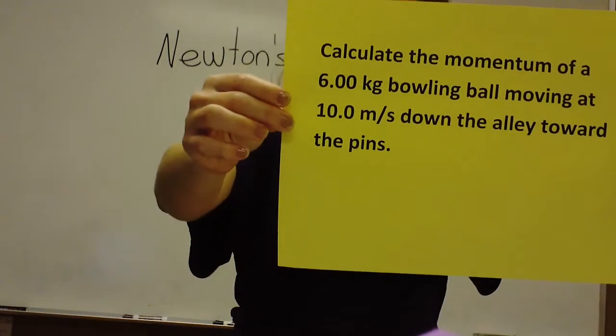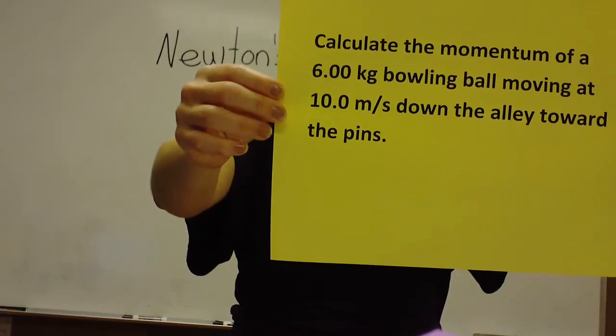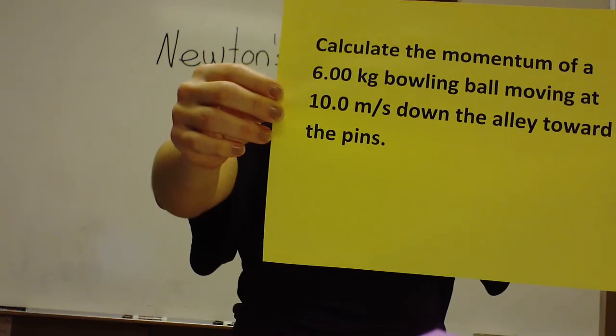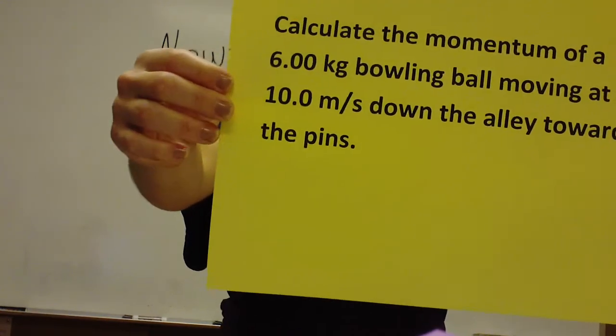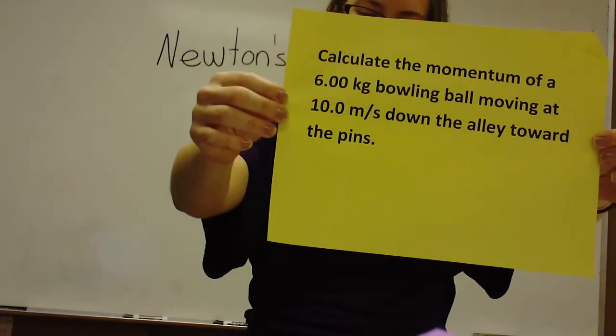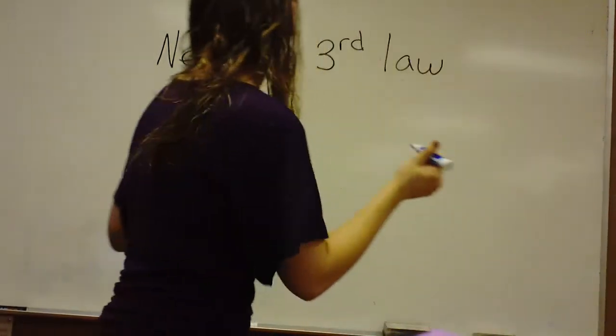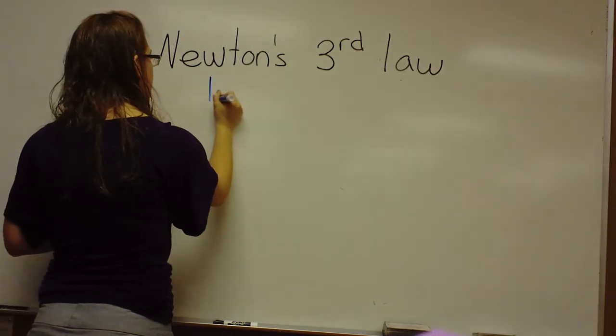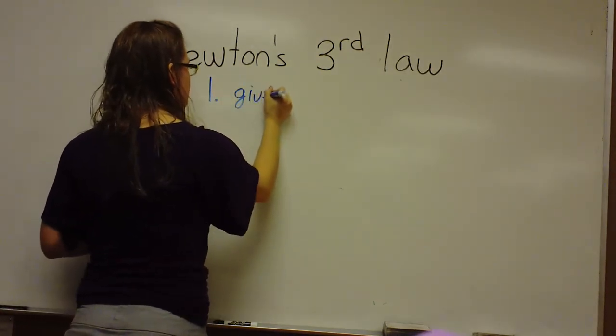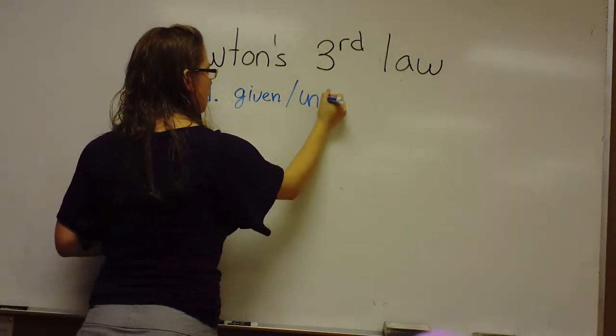It says, calculate the momentum of a 6.0 kilogram bowling ball moving at 10 meters per second down the alley toward the pins. So, first, let's list our given and unknown.